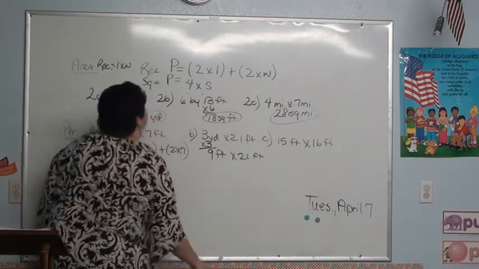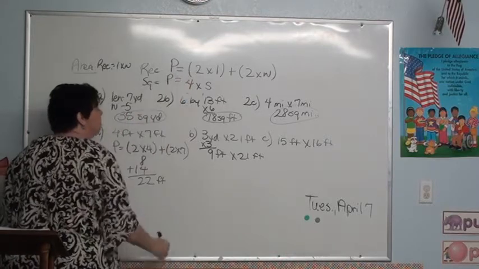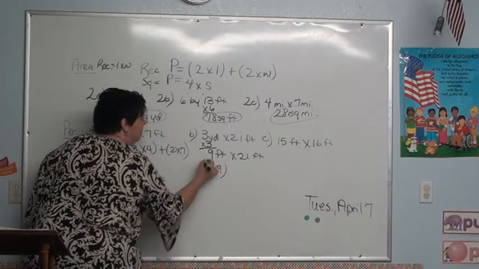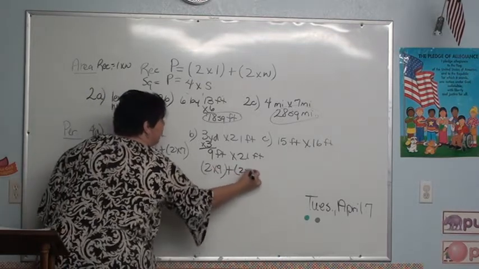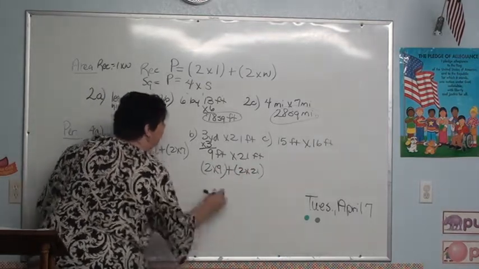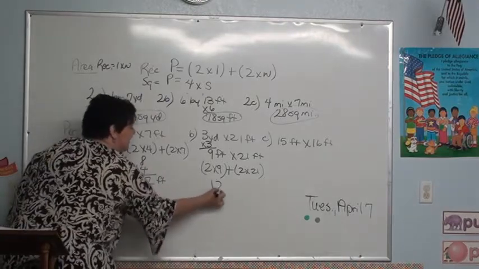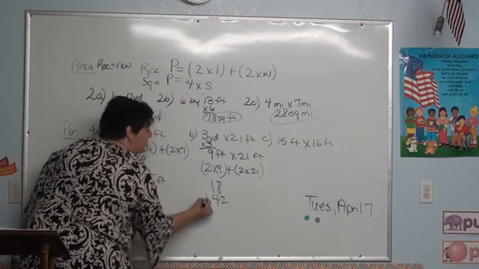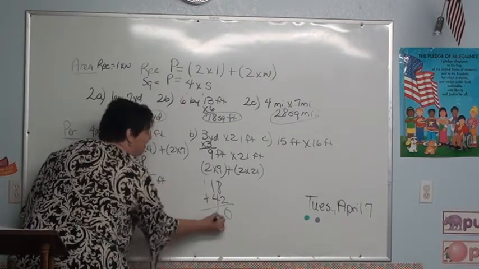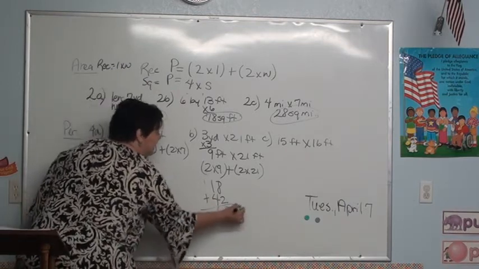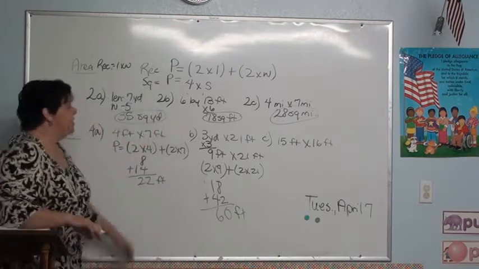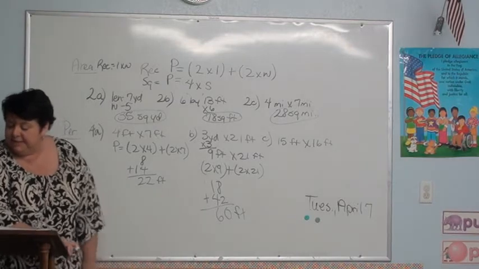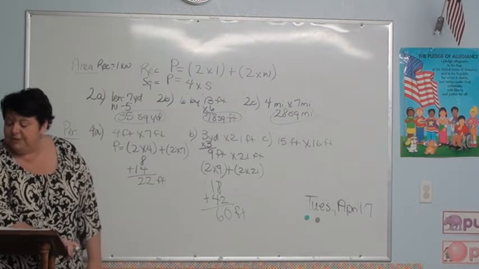Now let's use the perimeter formula. 2 times length, which is 9, plus 2 times width, 21. 2 times 9 is 18. 2 times 21 is 42. We're going to add those together. Our answer is 60 feet. So B on number 4 is 60 feet. Now let's go to the next one.